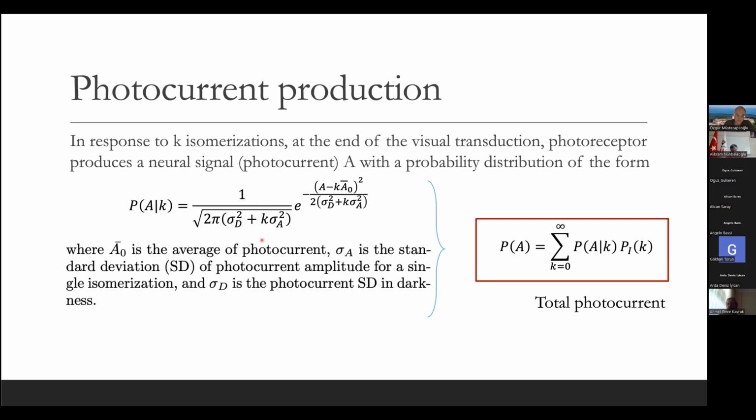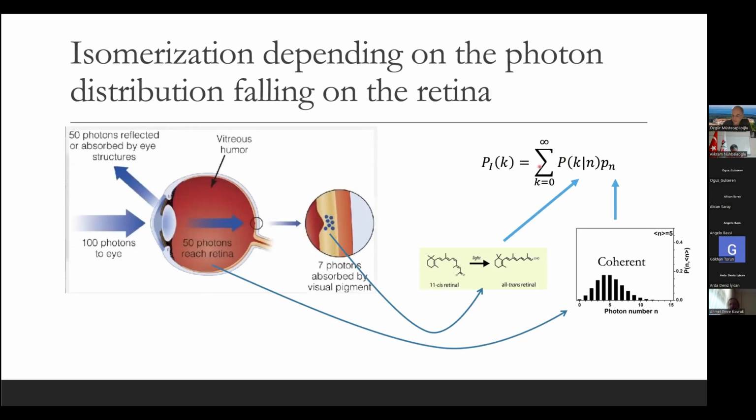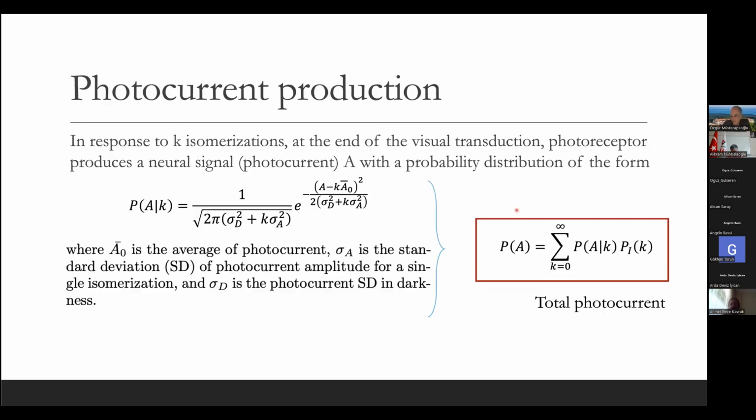The sigma a is the actual optical signal width, and for k isomerizations it increases linearly, and then the mean is also shifted by k isomerizations from the average photocurrent A0 bar, and this then becomes the usual Gaussian distribution, where the width has two contributions. One is the darkness count or failure counts, and the other one is the usual optical noise. Then again, similar to this arbitrary number of isomerizations, we sum over k number of isomerizations to find the total photocurrent. So this is the main current created in our system, the total current created as a result of an arbitrary number of isomerizations.